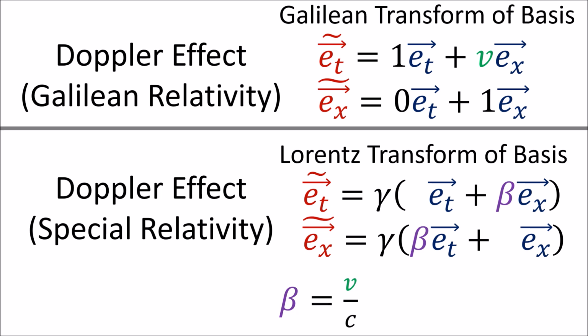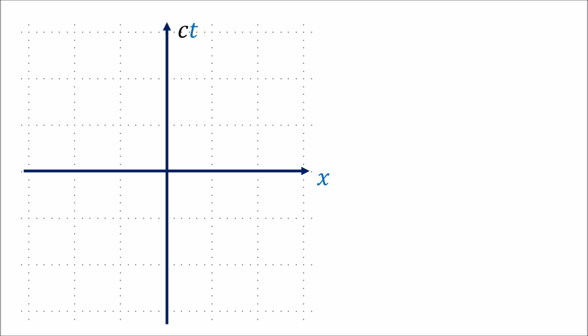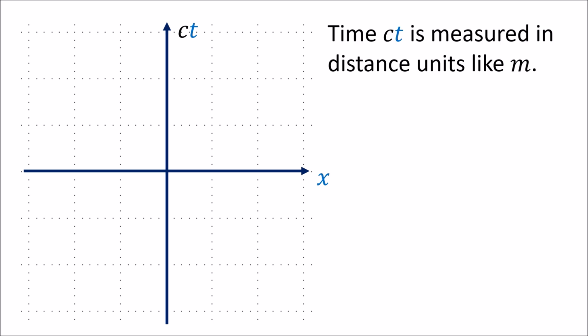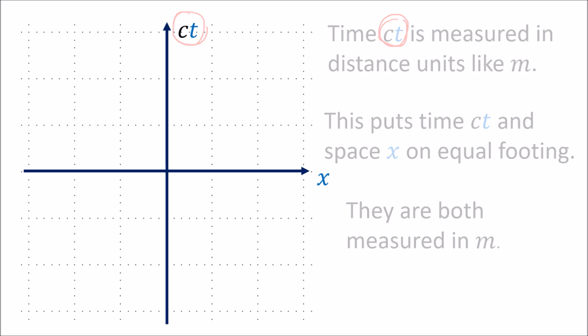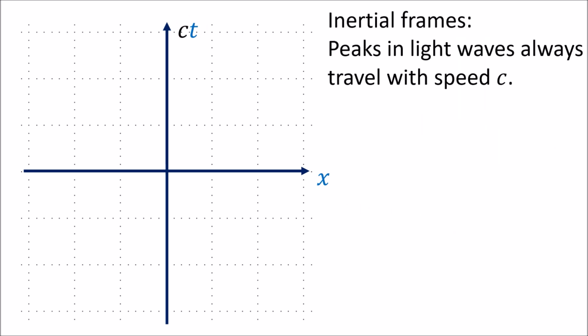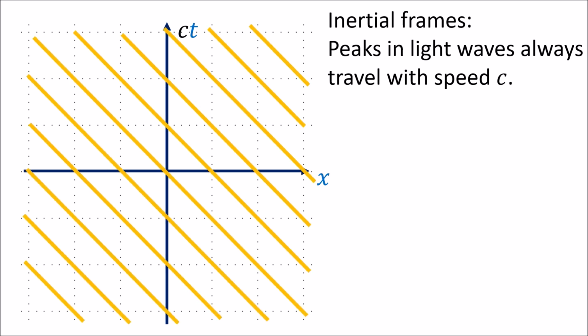Recall that beta is just the fraction of the speed of light, v over c, and gamma is just 1 over the square root of 1 minus beta squared. If you'll recall, in special relativity, we usually measure time in meters by multiplying the time, measured in seconds, by the speed of light c. This lets us treat time and space on equal footing because they are both measured in meters. From the point of view of an inertial frame, wave peaks for a light beam on a space-time diagram will always travel at 45 degrees, which represents the speed of light.